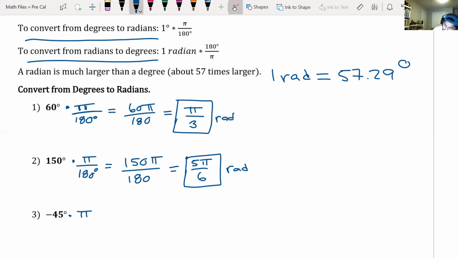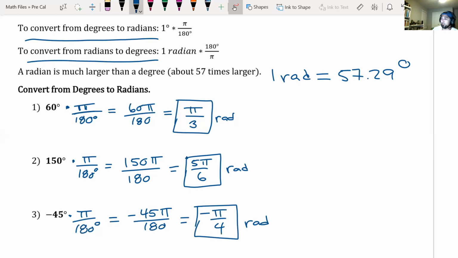Okay. And then negative 45 degrees. Do it again. Negative 45 times pi over 180 gives me negative 45 pi over 180. And what do we get? Negative pi over 4. There you go. So all we're doing here again is just making an equivalent statement. 60 degrees is the same as pi over 3 radians. 150 degrees is the same as 5 pi over 6 radians. And negative 45 is the same as negative pi over 4 radians. And you can do this with any given degree value.